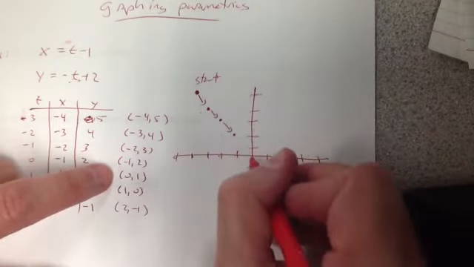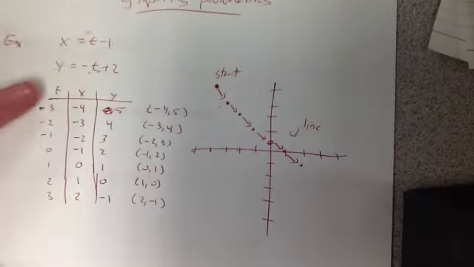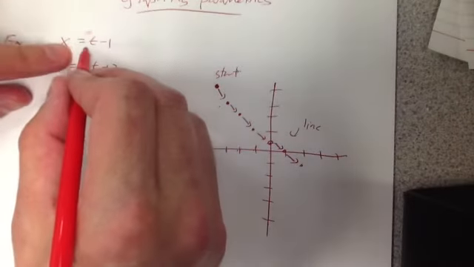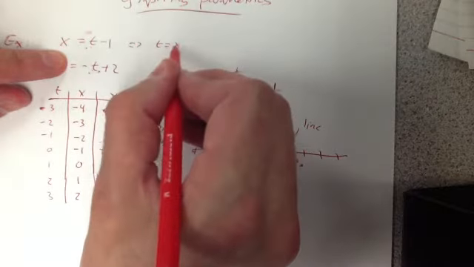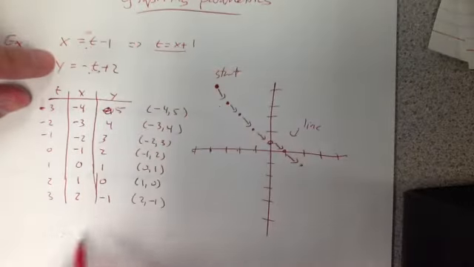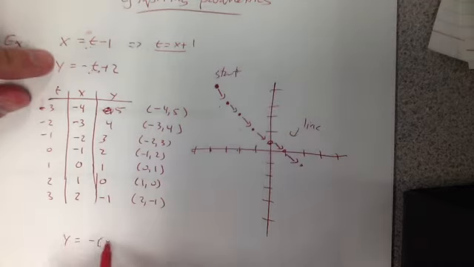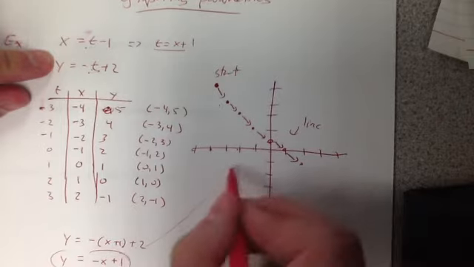And if you notice, what do we get? A line. And we can verify that. We can plug it in. Because remember, if x equals t minus 1, this is saying t equals x plus 1. And then just plug it in. Y equals negative x plus 1 plus 2, or negative x plus 3. And there's the equation of our line.